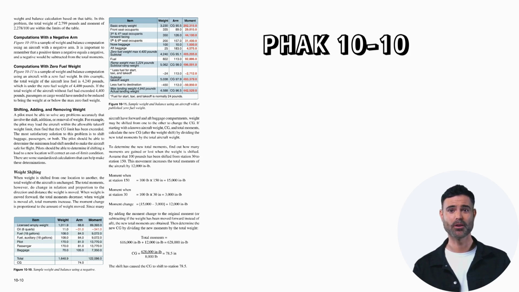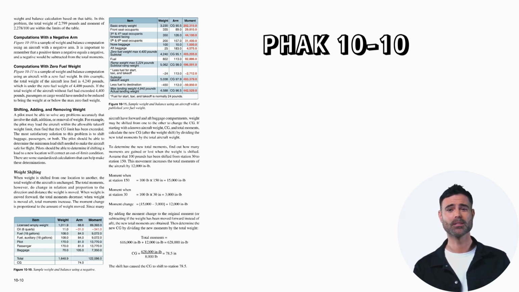Moment at station 150 equals 100 pounds times 150 inches, which equals 15,000 inch-pounds. Moment at station 30 equals 100 pounds times 30 inches, which equals 3,000 inch-pounds. Moment change equals 15,000 minus 3,000, which equals 12,000 inch-pounds. By adding the moment change to the original moment, or subtracting if the weight has been moved forward instead of aft, the new total moments are obtained. Then determine the new CG by dividing the new moments by the total weight.